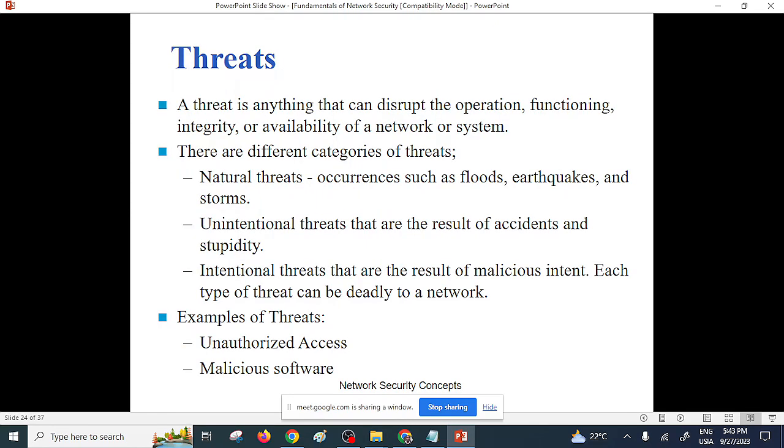So apart from that, we talked about threats. Threats come in different categories again. We have natural threats that you can't really do anything about, such as earthquakes.